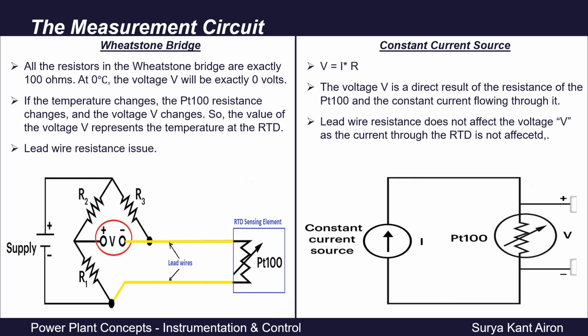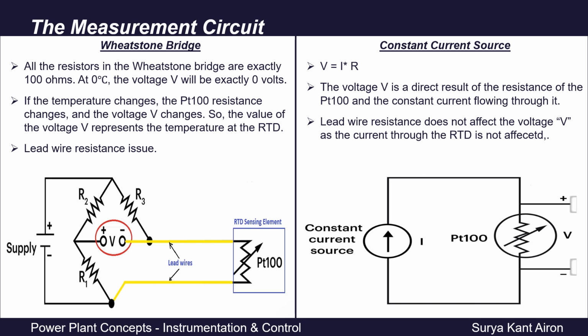As a solution, this new technique, the constant current source, is getting used nowadays. So let's look at a better RTD resistance detection method. This constant current source method is very popular. We know simply voltage is equal to current times resistance. Means the voltage V is a direct result of the resistance of the Pt100 and the constant current flowing through it.